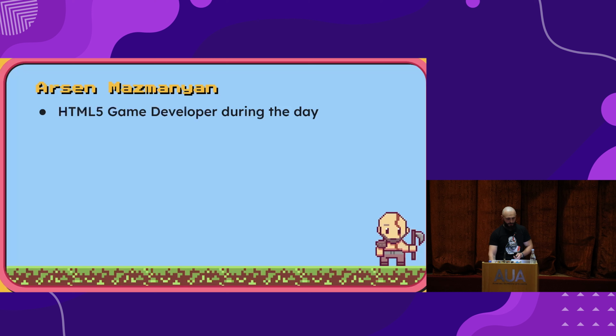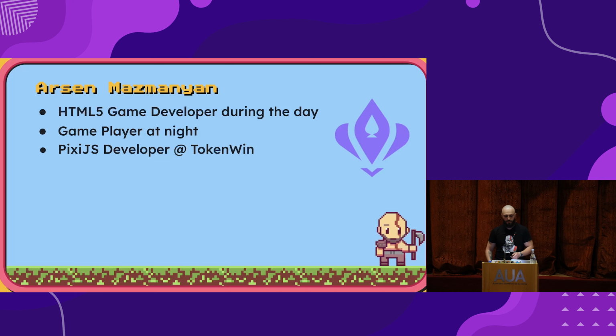So a couple of words about myself. My name is Arsen, and I'm an HTML5 game developer during the day, and I play games at night. And right now, I work as a Pixi.js developer at TokenWin.